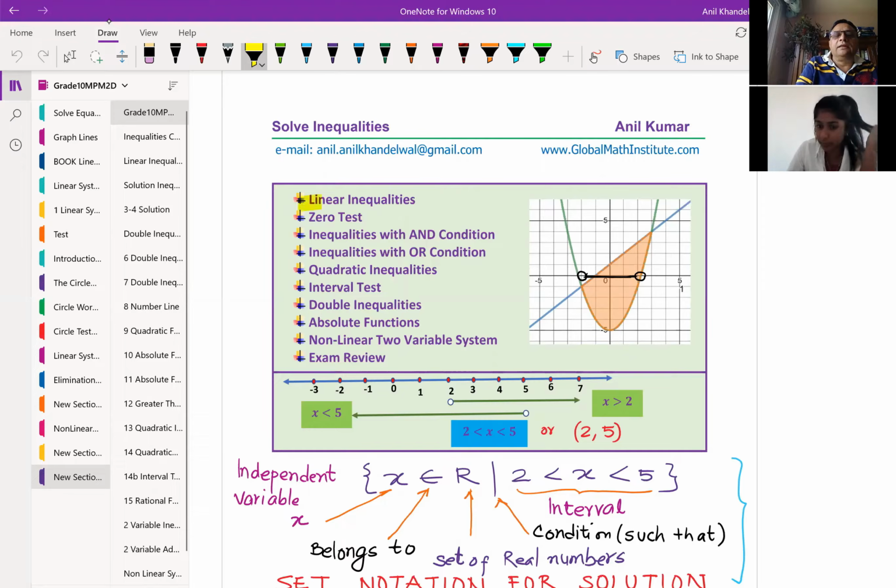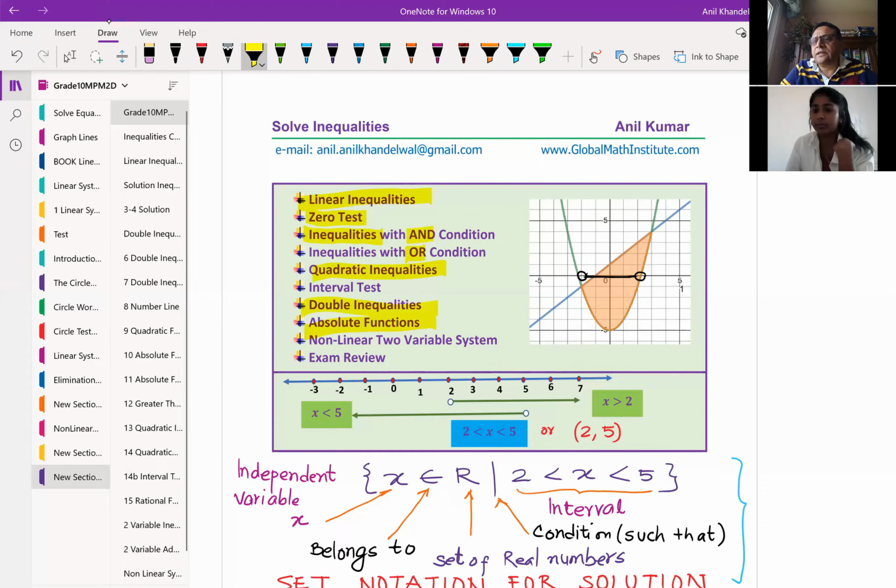We'll talk about linear inequalities to start with, and I'll also discuss this zero test. When I say zero test, it is not a standard, but it is my way of testing your solution. We talk about how to apply a simple test to check whether your solution is correct or not. We'll take up inequalities with and or conditions. That means we are talking about more than one inequality simultaneously, so it's a system of inequalities. Then we'll complicate the matter using other functions like quadratic functions, and we'll also consider the double inequalities.